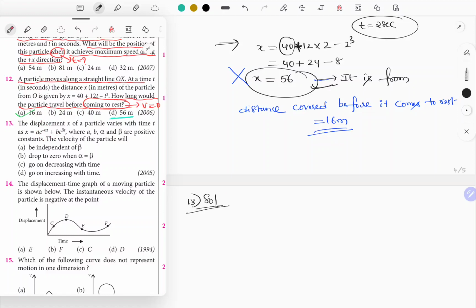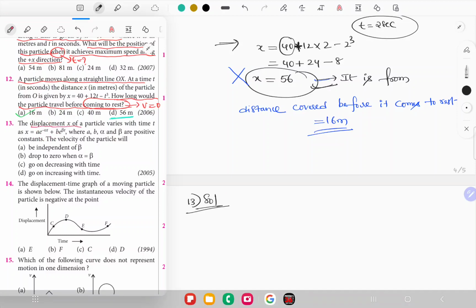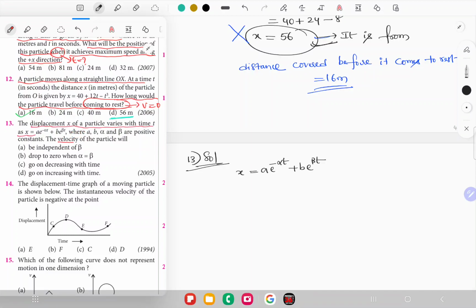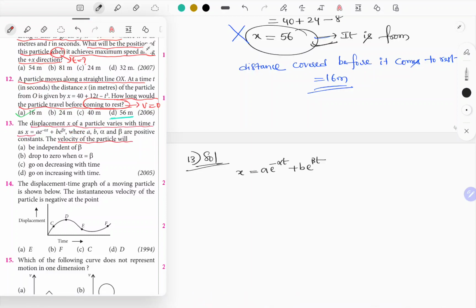The given position with respect to time in a different way. Displacement x of the particle varies with the time t as shown in the figure. Position x they have given as x is equal to a e power minus alpha t plus b e power beta t, where a, b, alpha and beta are positive constants. They are asking what the velocity of the particle will be. How to find velocity when the position versus time equation is given?